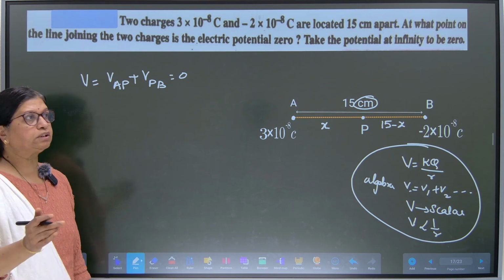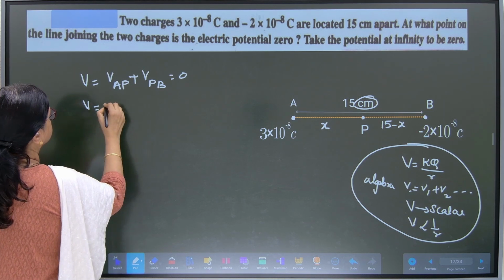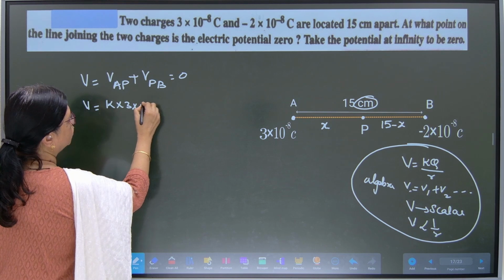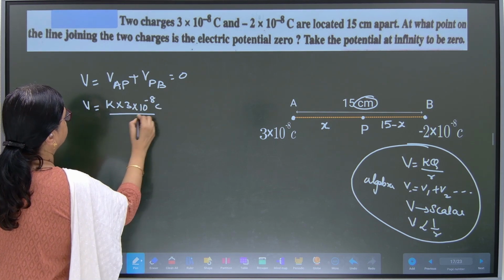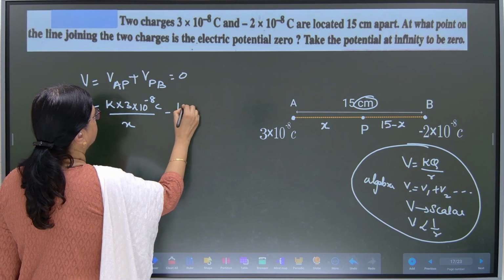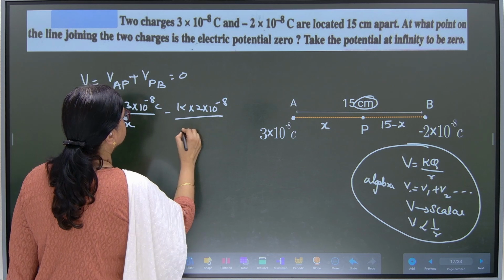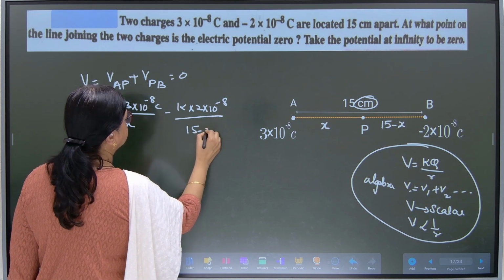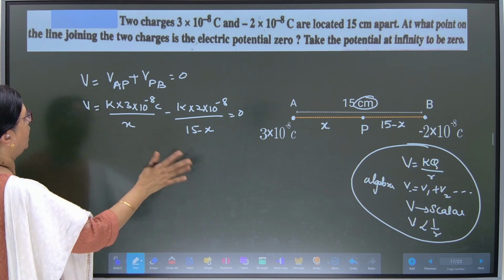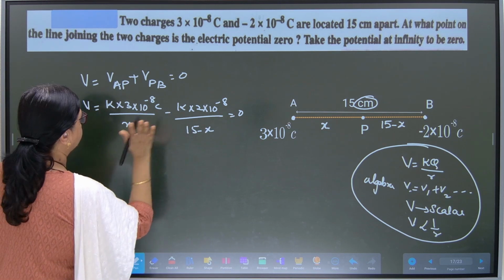Substituting the values, VAP is K into 3 into 10 raised to minus 8 coulomb divided by x. Negative I am putting here because the charge is negative. K into 2 into 10 raised to minus 8 divided by 15 minus x is equal to 0, as they gave me. Now I will do the maths and find x.